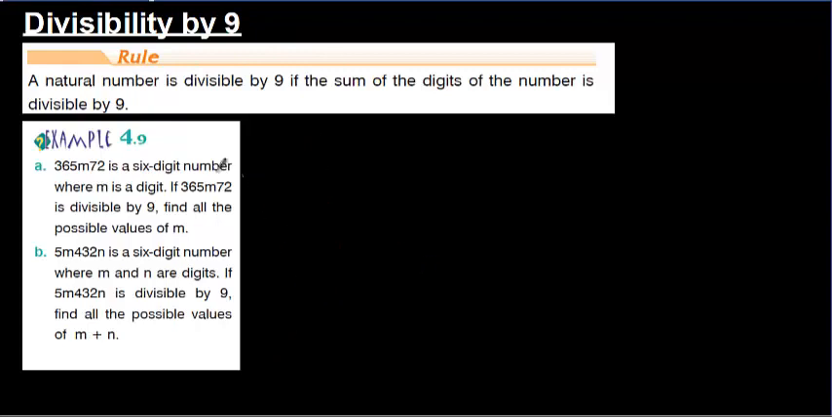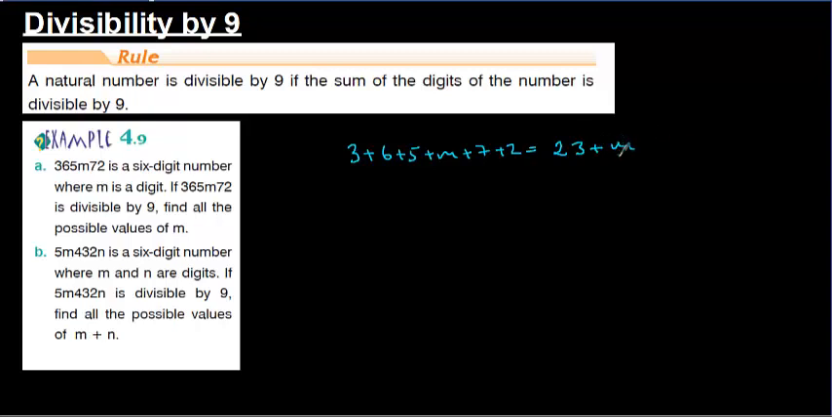Okay, 3, 6, 5, m, 7, 2 is a 6-digit number which is divisible by 9. Find the value of m. Here again we are going to add the digits. 3 plus 6 plus 5 plus m plus 7 plus 2: 3 plus 6 is 9, plus 5 is 14, plus 7 plus 2, which is 9, 14 plus 9 is going to be equal to 23. So the sum is equal to 23 plus m.